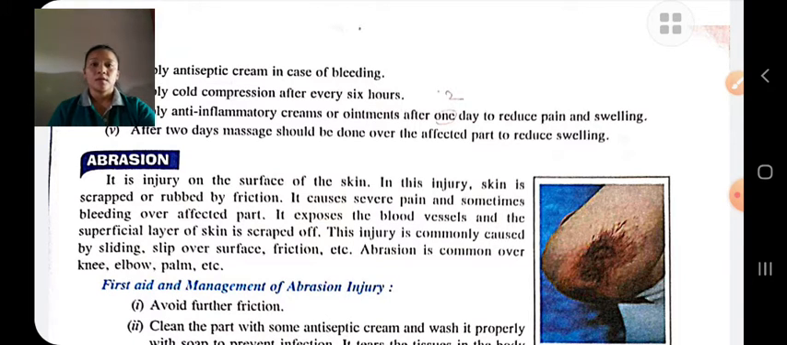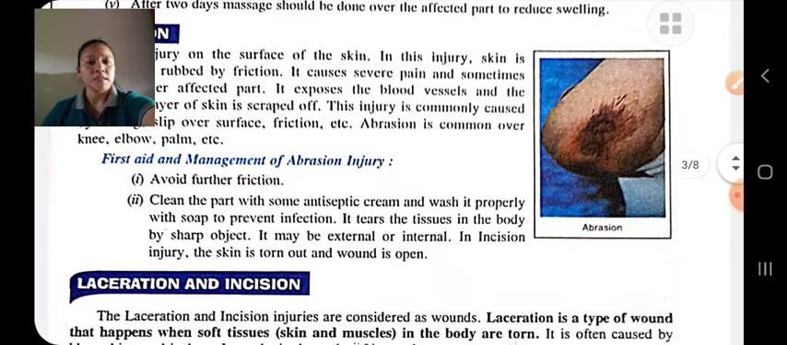In contusions there is no bleeding, but in abrasions there is bleeding. There is bleeding over the affected part and it causes severe pain. It usually occurs over the knee, elbow, palm, etc. First aid: the first step is to avoid further friction.